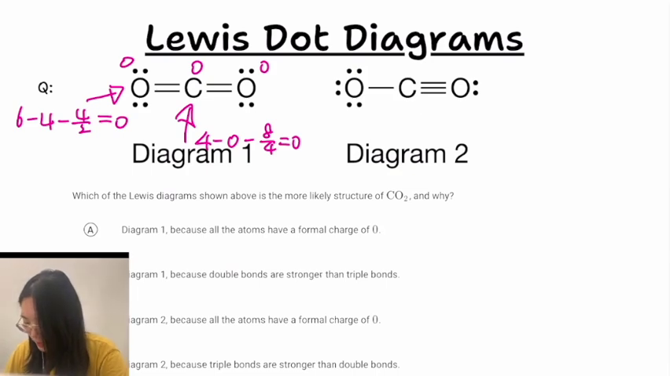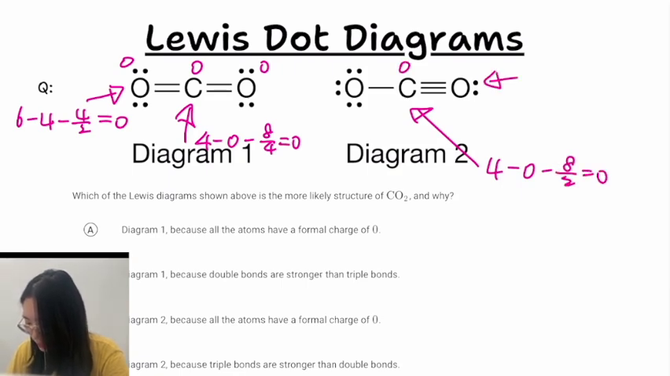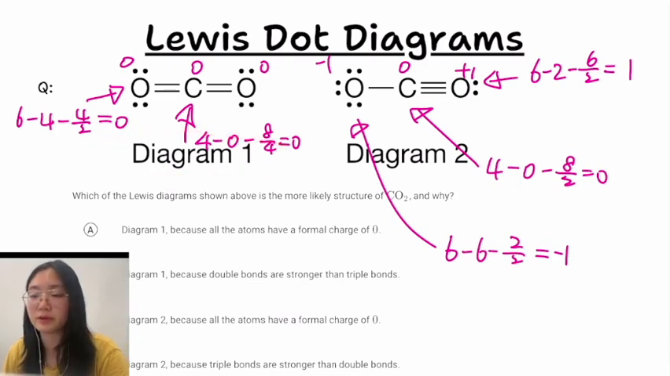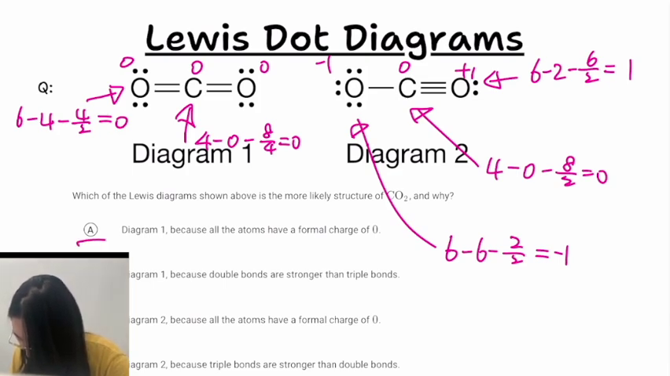What about diagram 2? The central atom carbon carries 4 minus 0 minus 8 over 2, which is a formal charge of 0. The oxygen on the right side carries 6 minus 2 minus 6 over 2, which is positive 1. The oxygen on the left carries 6 minus 6 minus 2 over 2, which is negative 1. So obviously diagram 1 is preferred, or it's a more appropriate Lewis dot diagram, because it has smaller formal charges. All of them are 0. So diagram 1, either A or B, and because all the atoms have a formal charge of 0. So A is the right answer.